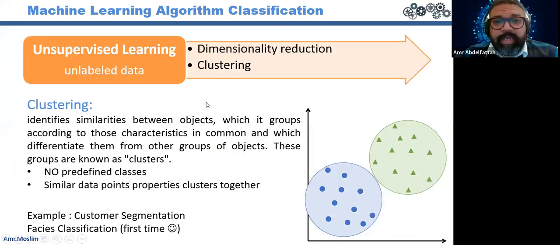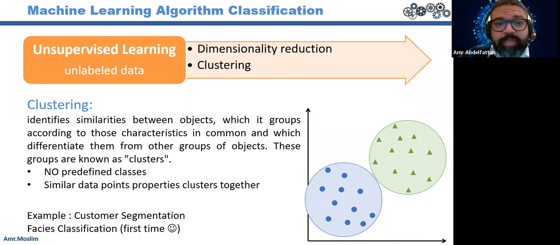The second, we are going to talk about unsupervised machine learning, the unlabeled data type of machine learning. And we have two subcategories, dimensionality reduction and clustering. I am going to define what clustering is first, and then we will talk about dimensionality reduction.